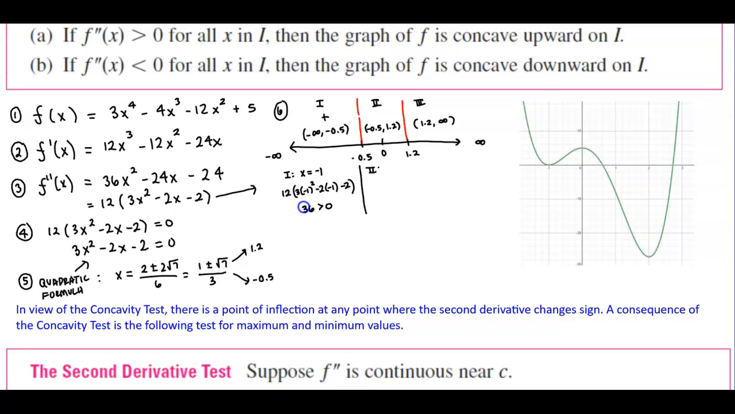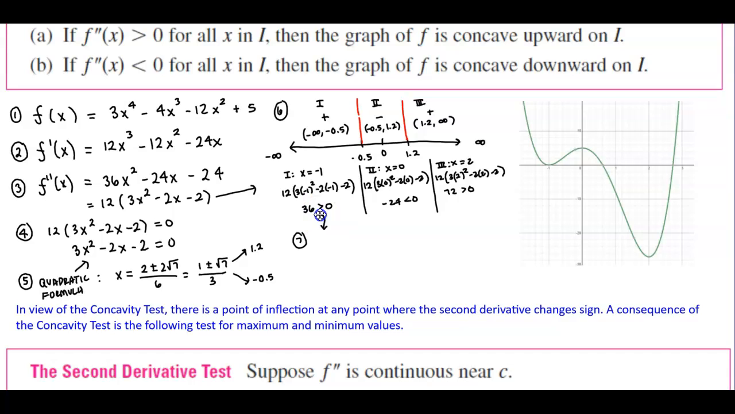Okay, if we take a look at region 2, we can pick the value of 0 for x. So we have 12 times 3 times 0 squared minus 2 times 0 minus 2, and that gives us negative 24, which is less than 0, so it is negative there. And then in region 3, we can pick x equal to 2. So this is going to be 12 times 3 times 2 squared minus 2 times 2 minus 2. And that gives us 72, which is greater than 0, so therefore it is positive. So what is that telling us?